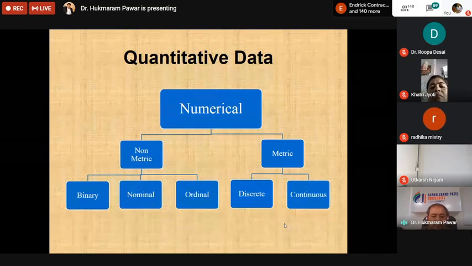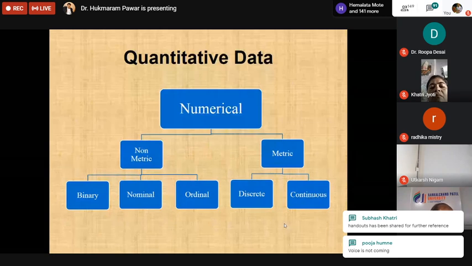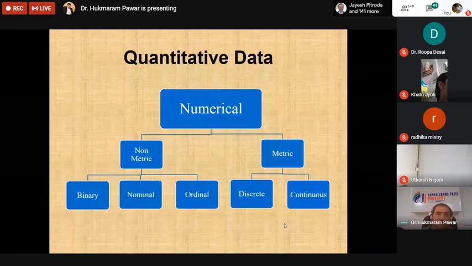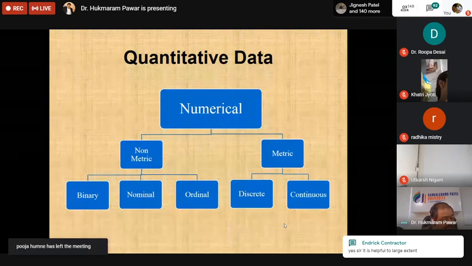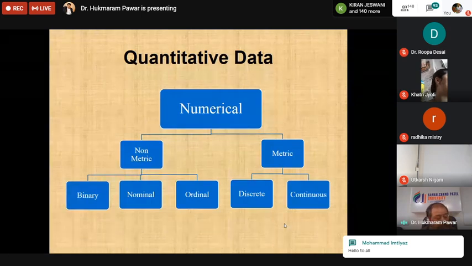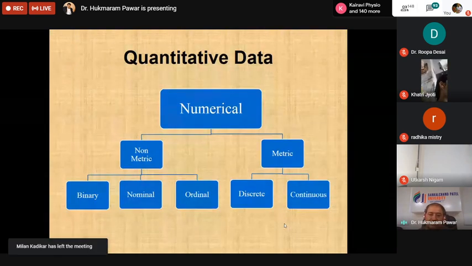So non-metric data are classified into binary, nominal, and ordinal. Actually, in research work, one research paper I have studied is by S.S. Stevens, on the theory of scales of measurement. He defines four technical scales of measurement, namely nominal, ordinal, interval, and ratio. And these are our main discussion today. We will discuss it later on.